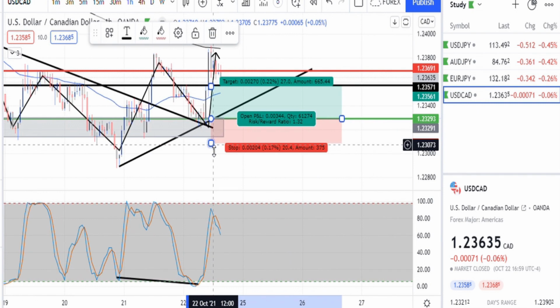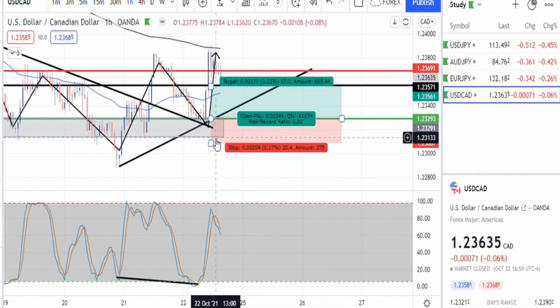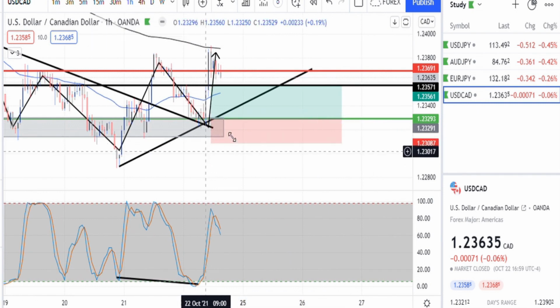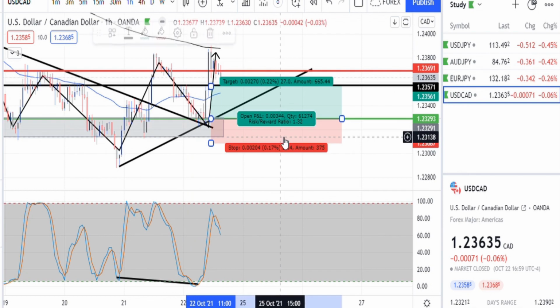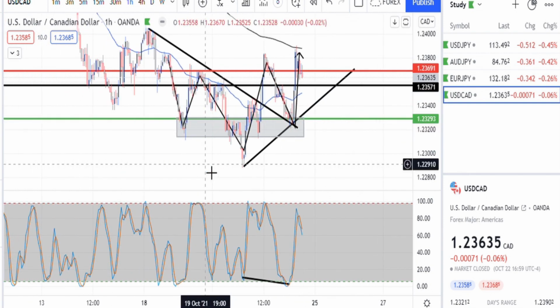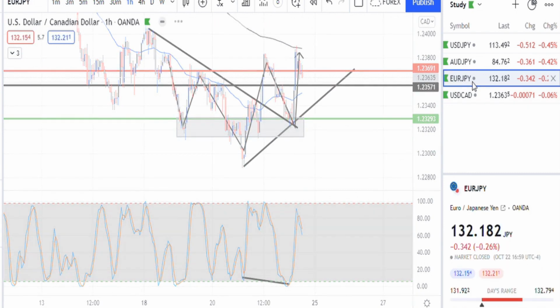And this is just a guess. I mean, I don't know how tight he had his stop loss. This is just a guess. So that's pretty much how that trade would look. But that is a great trade. Great trade. Alright, let's move on to Euro JPY.